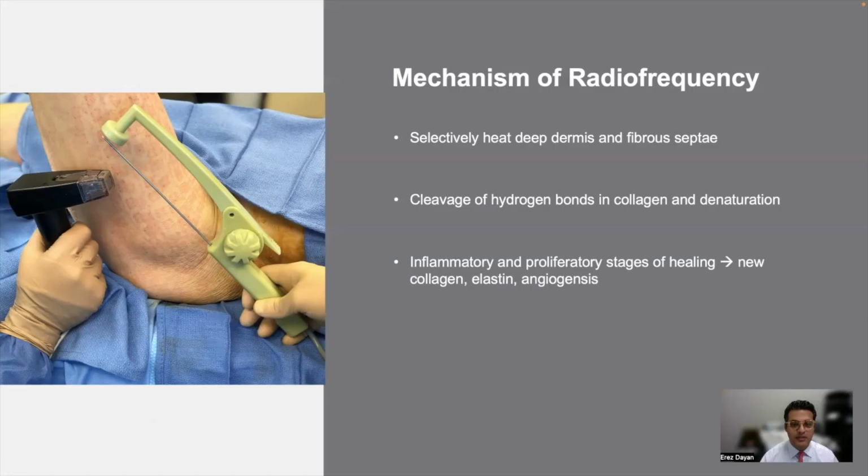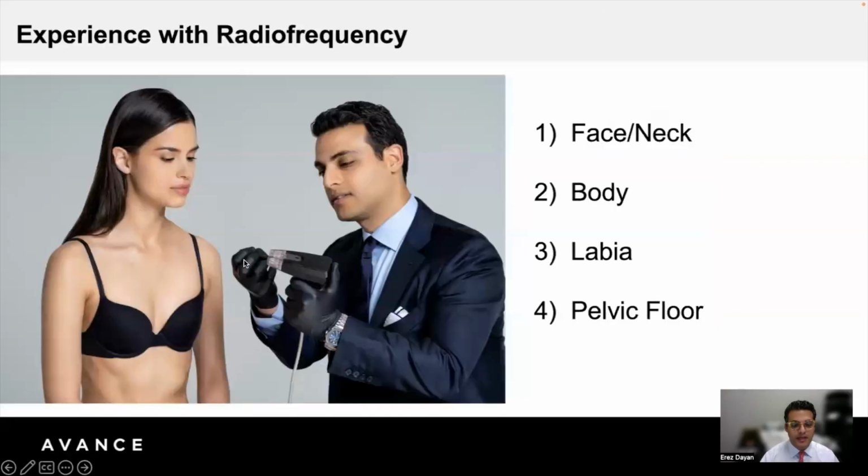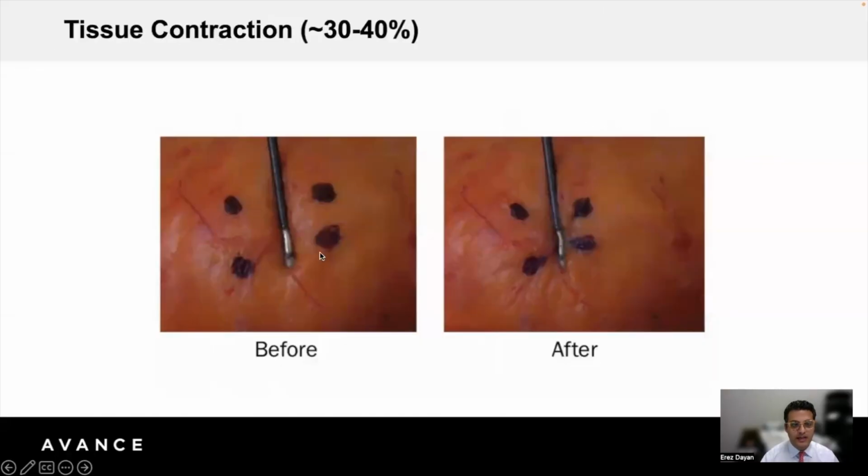And the heat also will cleave hydrogen bonds in the collagen helix and cause some immediate soft tissue contraction. But we always tell patients that the majority of the contraction takes about 6 to 8 weeks to begin seeing, because that's the process of the inflammatory and proliferative cascade. So this is an example of a BodyTite device on the underside of a skin flap. And you can see if you measure the area between the before and after, it's about a 30 to 40% contraction of the soft tissue.